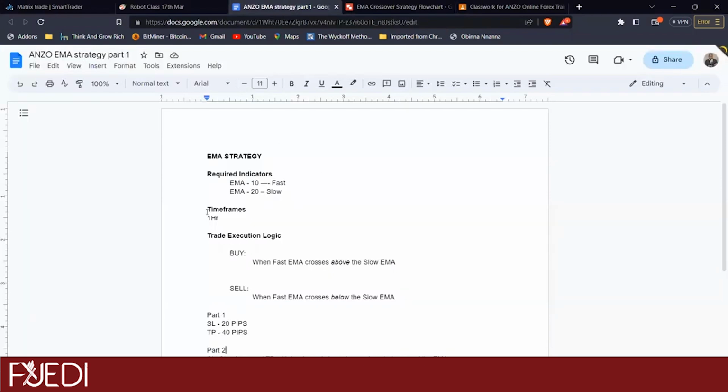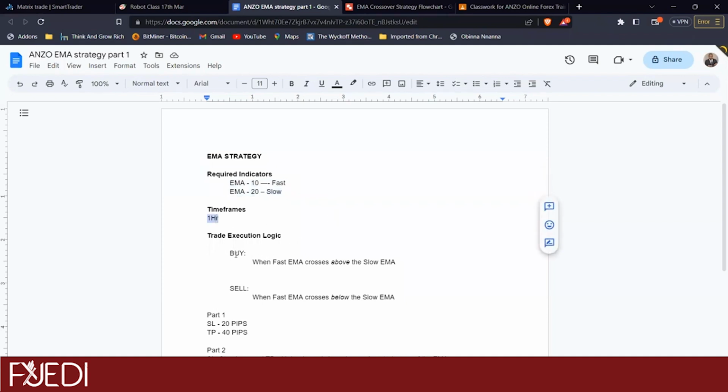Now, which is the reason why I have this documentation here. So you can see, what do I require? Requirement, I require 2 EMA. EMA stands for exponential moving average. So a 10 period moving average, which I would call fast, and a 20 period moving average, which I will sometimes call slow. The time frame we'll apply it on will be the 1 hour chart.